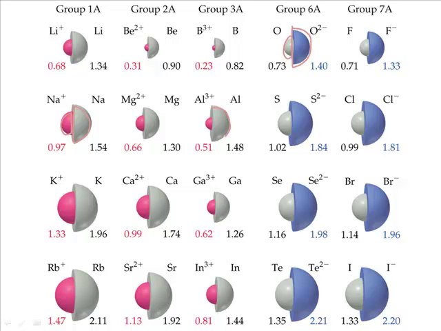Here's aluminum normally. When aluminum loses 3 electrons, it gets tiny. So when you have a positive charge, they get smaller. The pink is the smaller one. When they gain electrons, they get bigger. So the blue one is the bigger one.